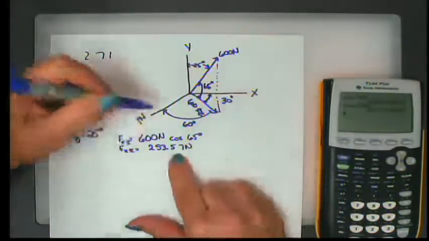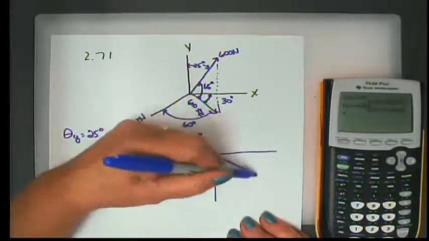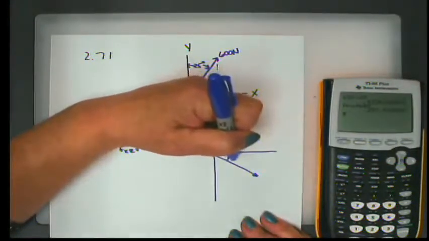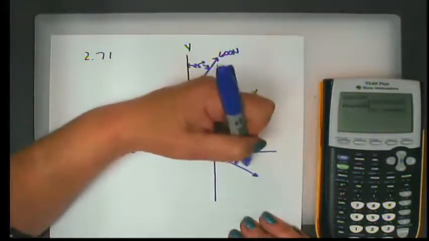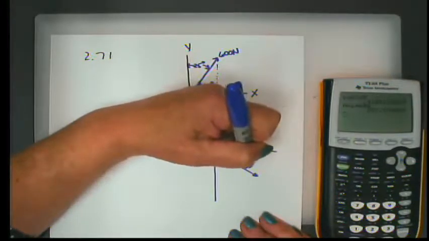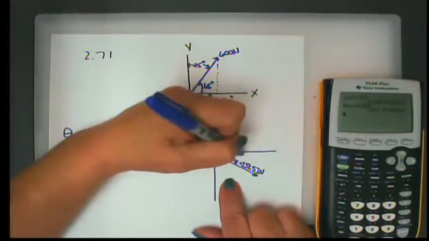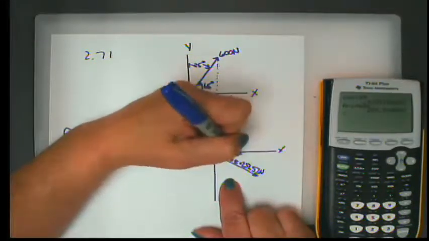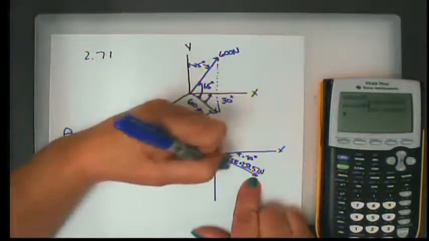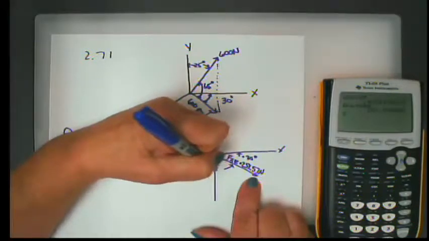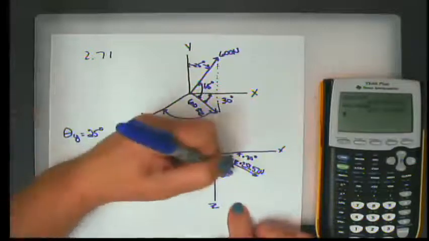Okay, now I'm going to redraw the xz plane. And what I have is this force. It's a component, but in 2 dimensions it looks like a full-on force, has a magnitude of 253.57 newtons. And we've been told that this angle between the x-axis and the projection is 30 degrees. And we know that since the x and the z axes are 90 degrees apart, this is 60 degrees.